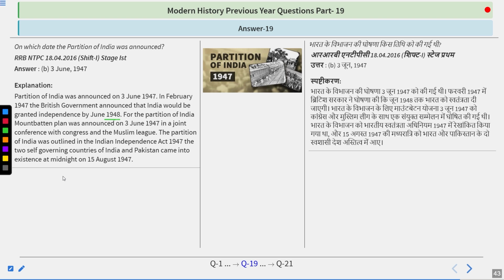So, particularly if we talk about 3rd June 1947, this was the day the Mountbatten Plan was enacted, and Mountbatten came along with his Mountbatten Plan. And after this, according to the Mountbatten Plan, the partition was majorly done. And finally, India and Pakistan were separated and got independence.